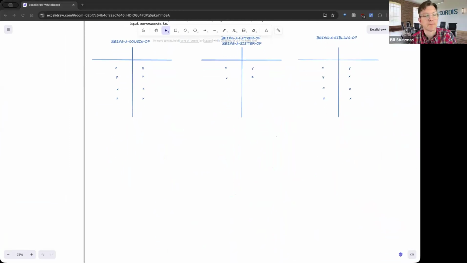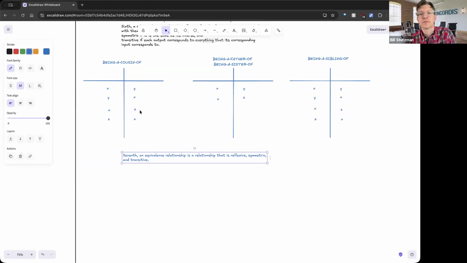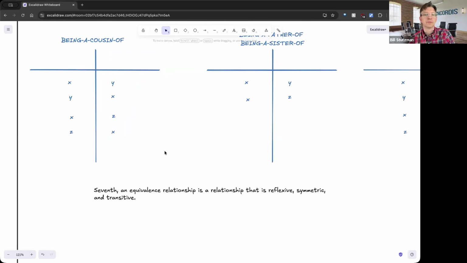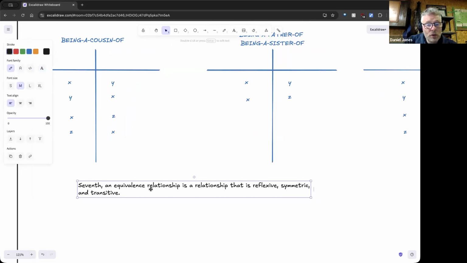Okay. Seventh. An equivalence relationship is a relationship that is reflexive, symmetric, and transitive. If I can just throw some examples out real quick. Being congruent to is an equivalence relationship. Being equal to is an equivalence relationship. Being the same size as is an equivalence relationship, because they are reflexive, symmetric, and transitive.